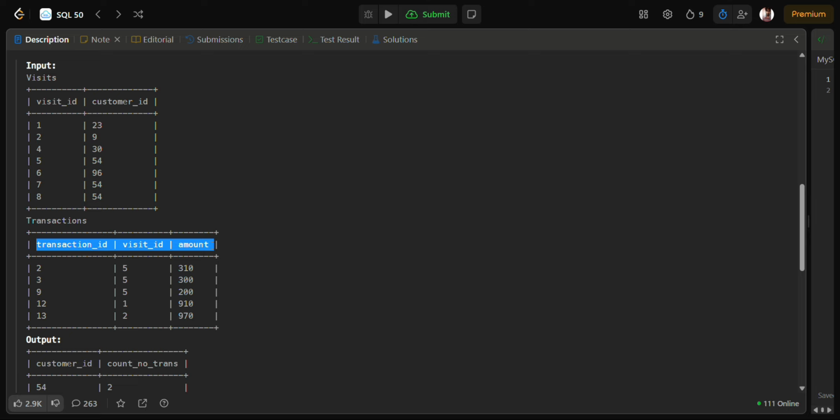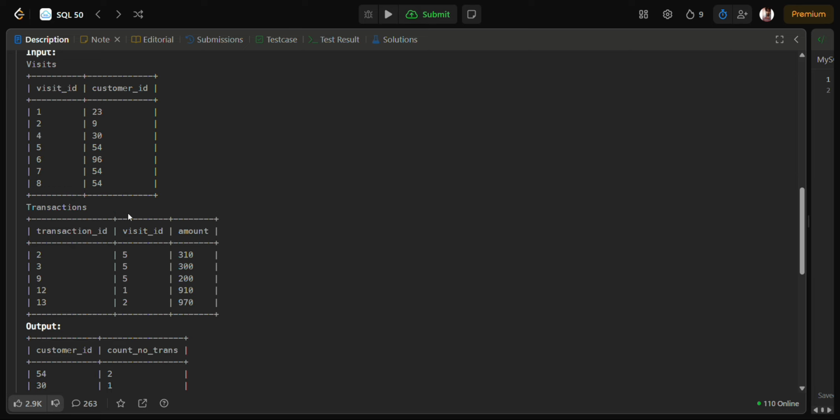Here's what we know from the visits table. Customer 23 visited the mall once with visit ID 1. Customer 9 visited once with visit ID 2. Customer 30 visited once with visit ID 4. Customer 54 visited the mall 3 times, with visit IDs 5, 7, and 8. Customer 96 visited once with visit ID 6. This simply shows how many times each customer visited the mall.